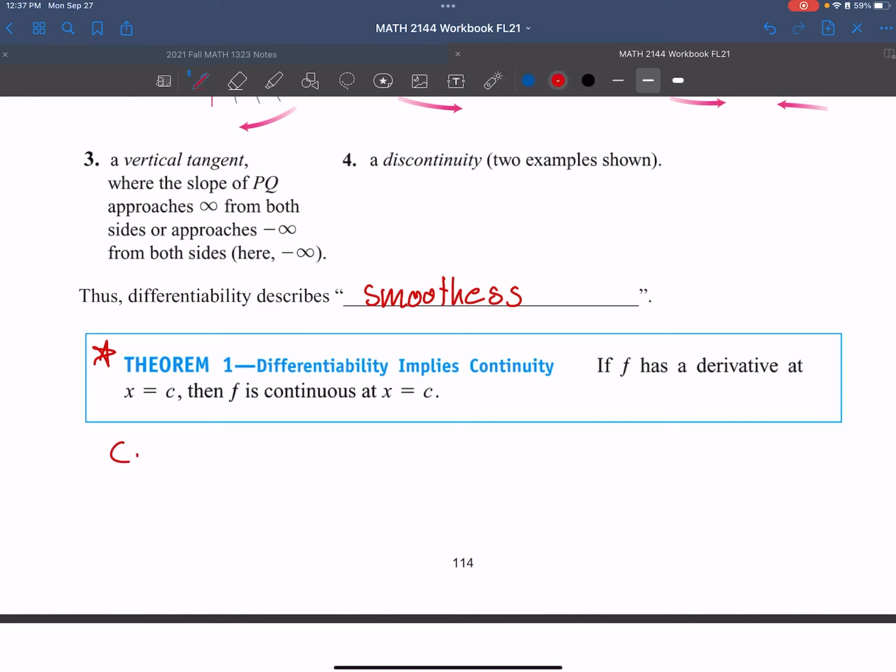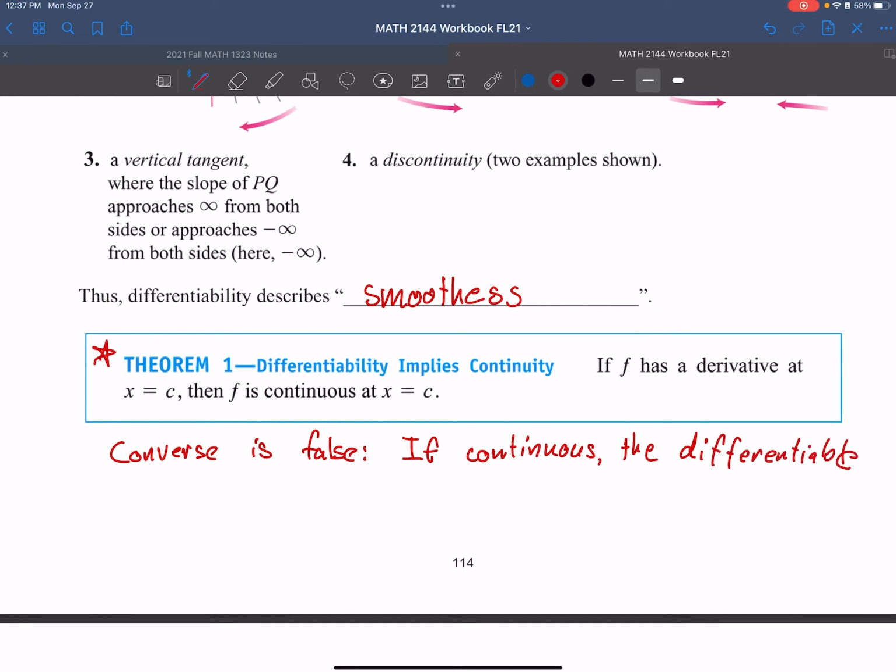So I'll say the converse is false. That is to say, the converse is: if continuous, then differentiable. Notice that this is false, because if you consider the absolute value function, the absolute value is continuous at 0, but not differentiable at 0 because of the sharp turn.